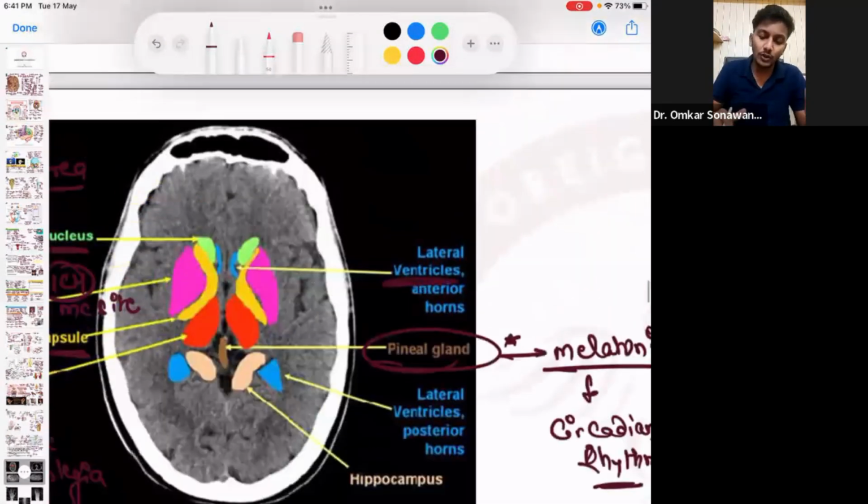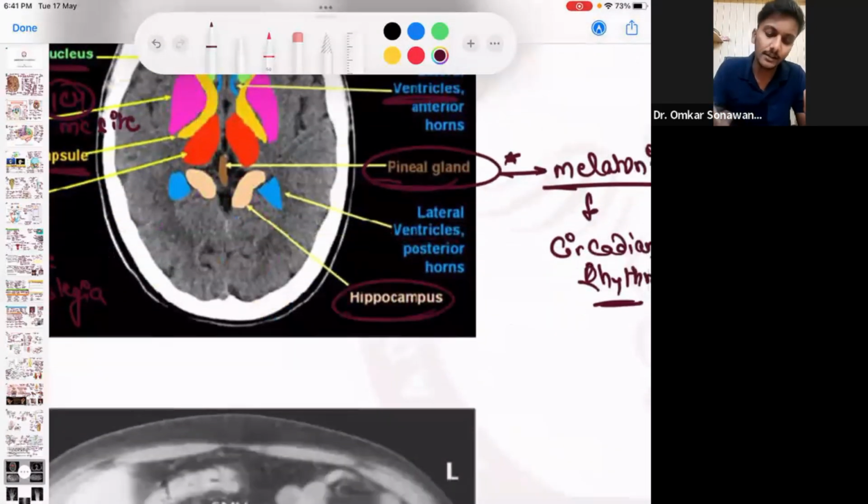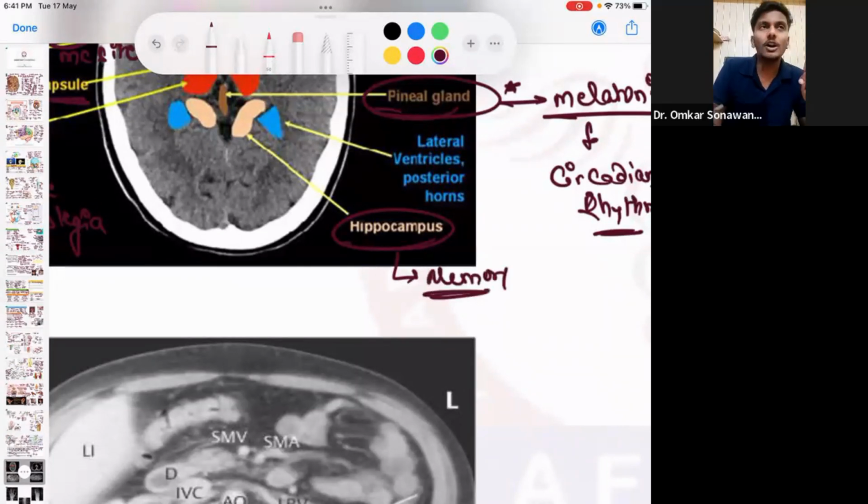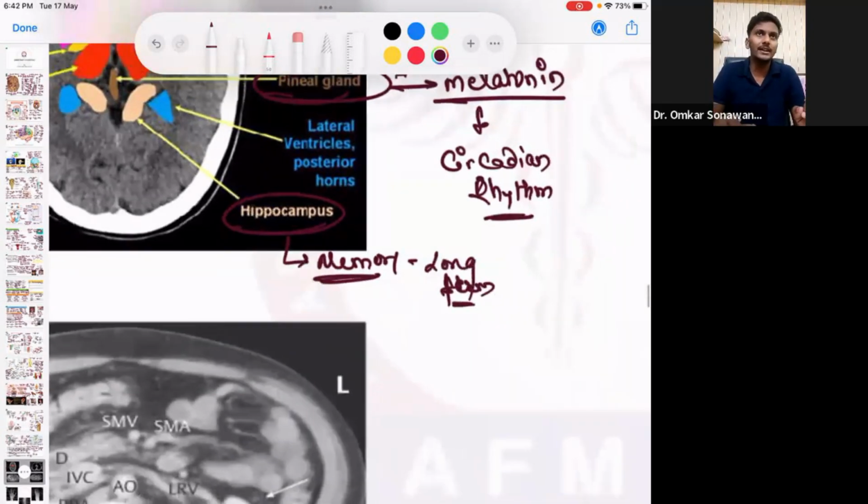And the posterior most structure that you can see in off-white color is known as the hippocampus. And the hippocampus is responsible for memory. Short term or long term? It is responsible for the conversion of short term memory to long term memory. Okay, it is the function of the hippocampus. Long term memory. Short term is the temporal lobe. ठीक है, short term is the temporal lobe. कोई दिक्कत नहीं है इसमें अभी.